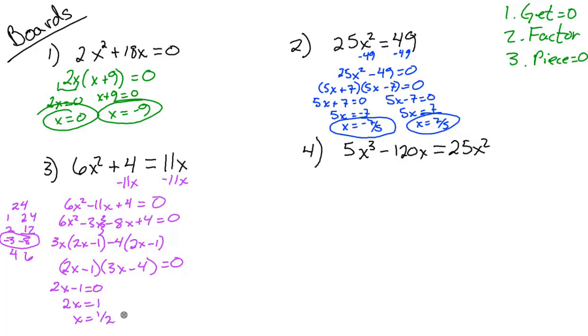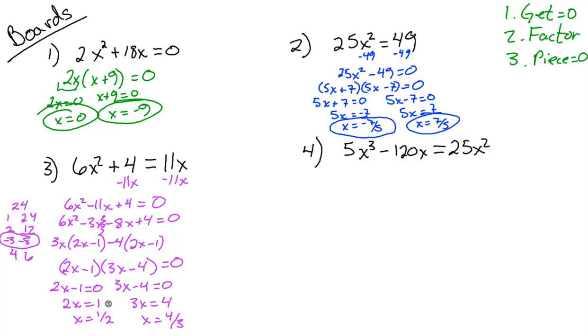X equals 1/2. On this one, 3x minus 4 equals 0. Add 4. And x equals 4/3. So it turns out if you stick these in for x, these are the two numbers in the entire universe that will fit this equation.